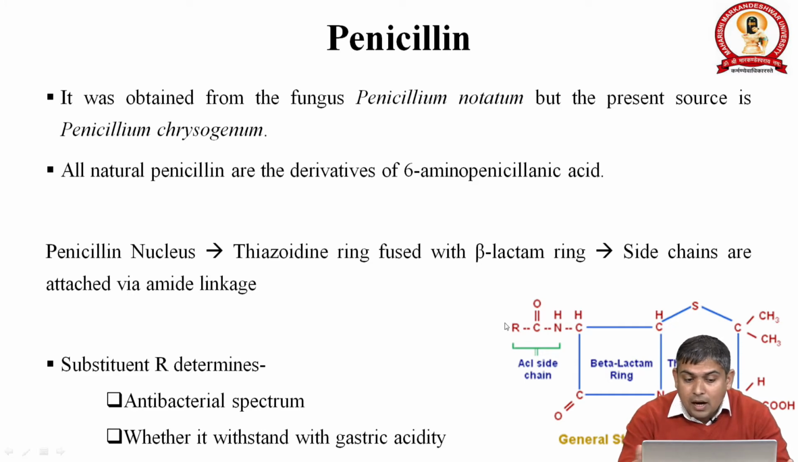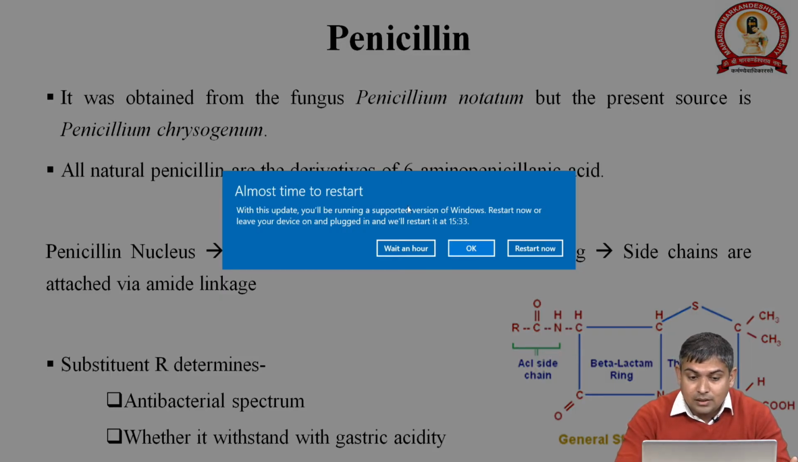The substituent R determines the antibacterial spectrum of these penicillin antibiotics. Also, it regulates the gastric stability, or the stability of the antibiotic drug against gastric hydrochloric acid.